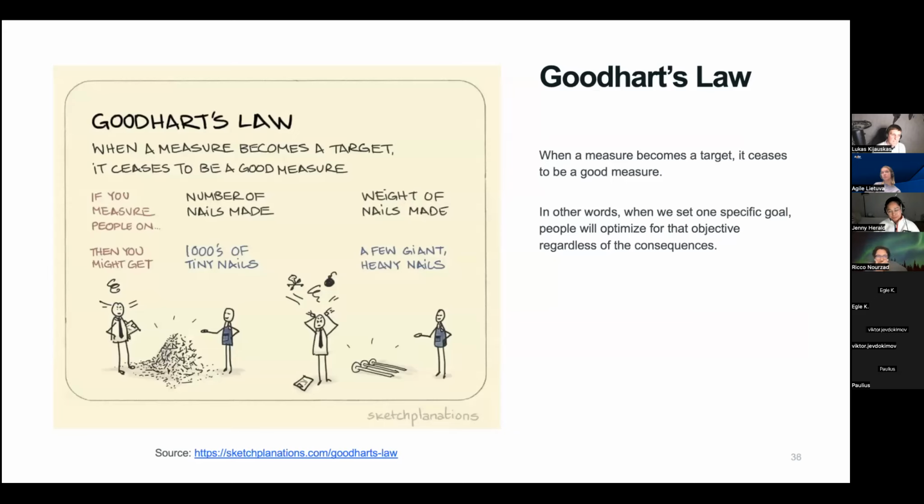Okay, anti-patterns. There are 3 that I want to cover very briefly. The first is Goodhart's Law.